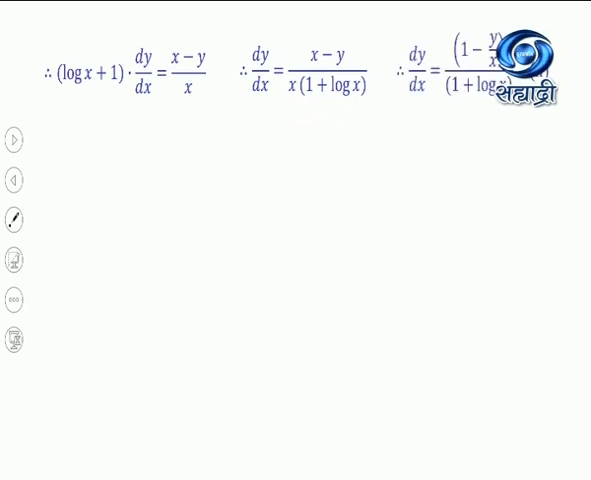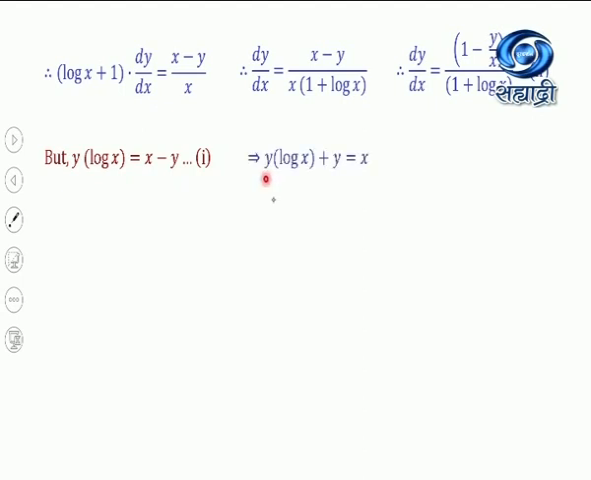Now dividing this numerator by x. So x upon x becomes 1. y upon x becomes y upon x here. And now the denominator 1 plus log x is as it is. See here, we divide every term of this numerator by this x. So we write this and we denote it by equation number 2. But in equation 1, I write here equation 1: y log x equal to x minus y.